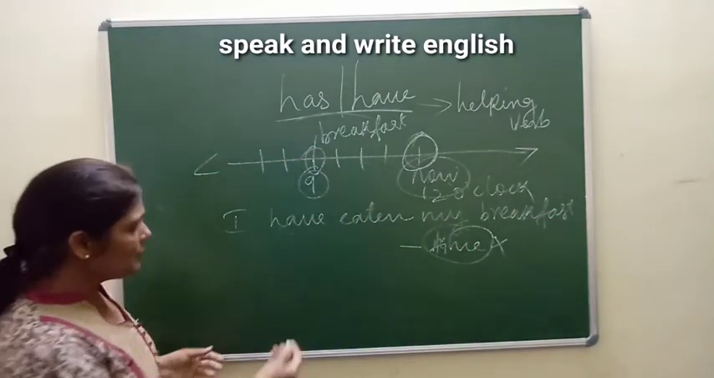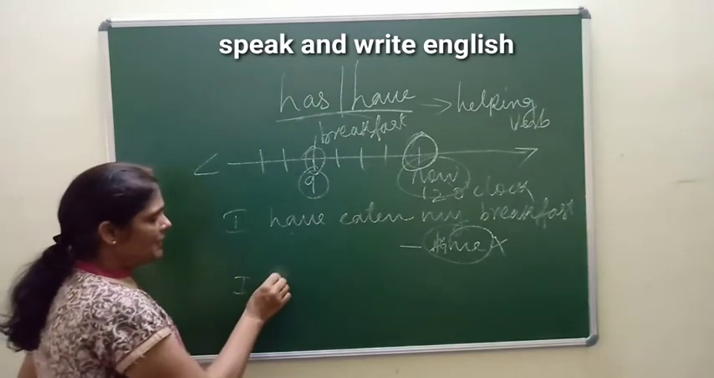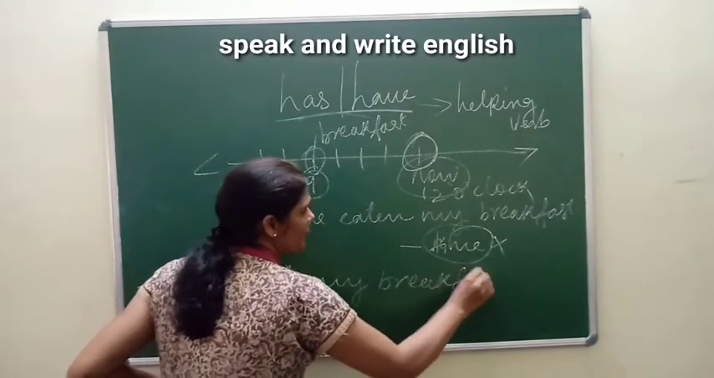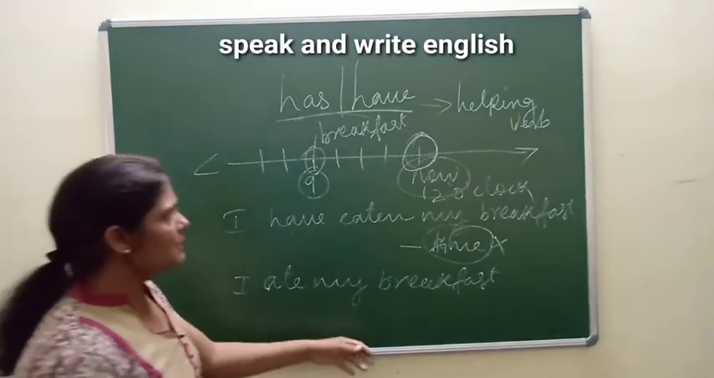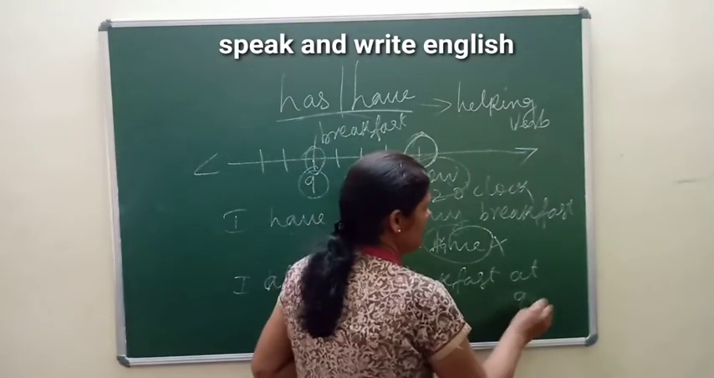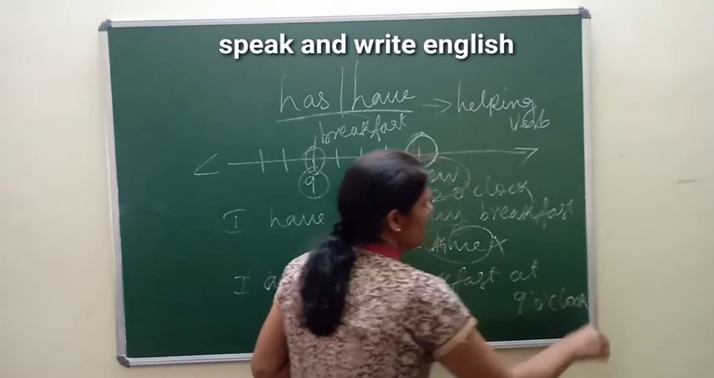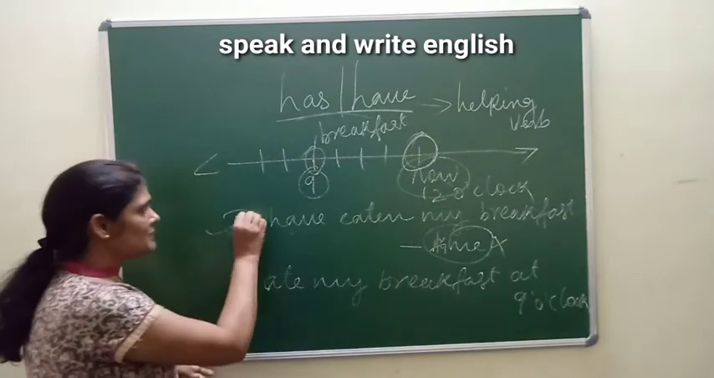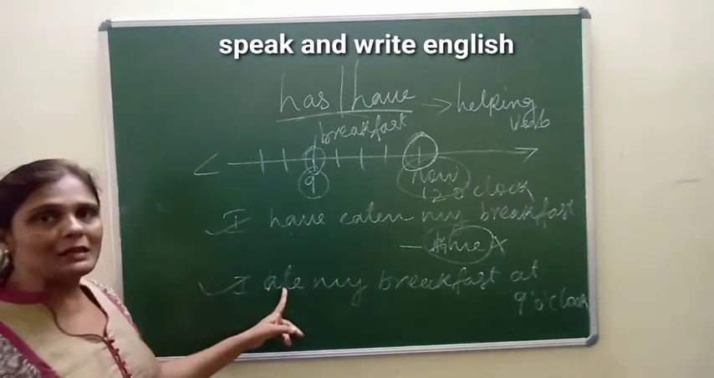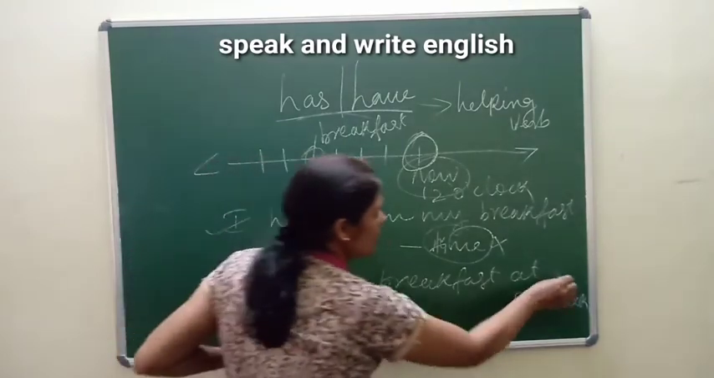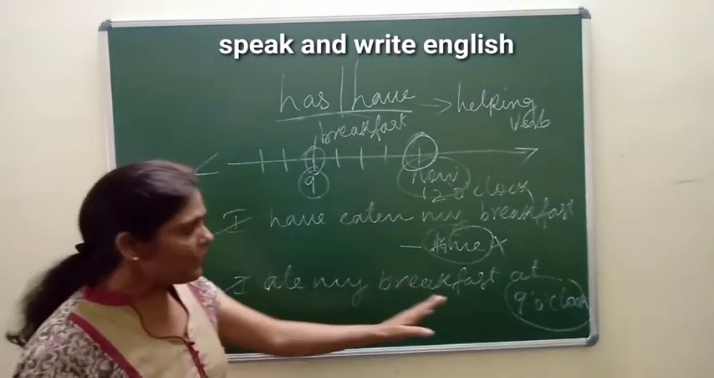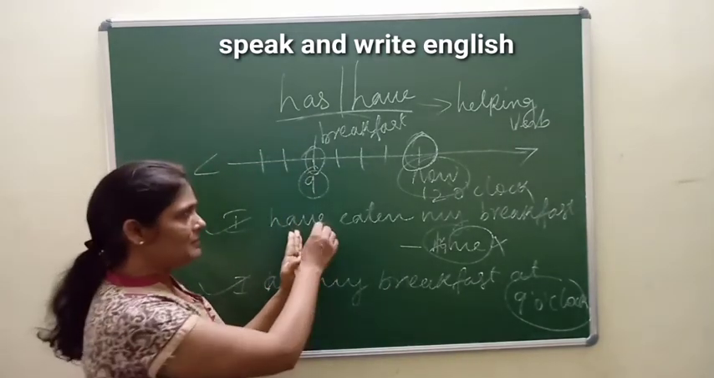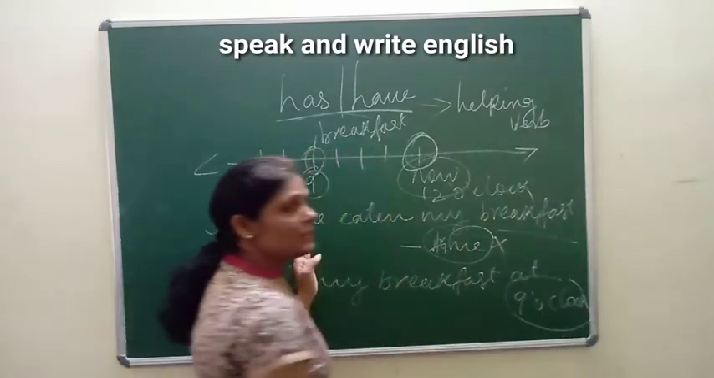The same thing you can even write in the past tense. I ate my breakfast at 9 o'clock. So this is the present perfect tense, whereas this is going to be the past tense. In the past tense, you are going to mention the time. So when you mention the time, it is there in the past tense, whereas in the present perfect tense, you need not mention the time.